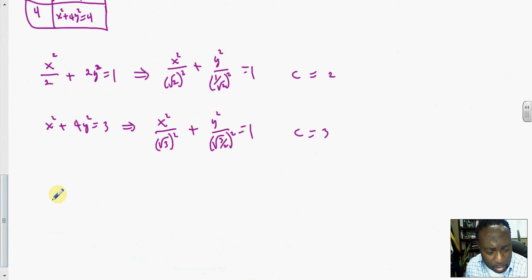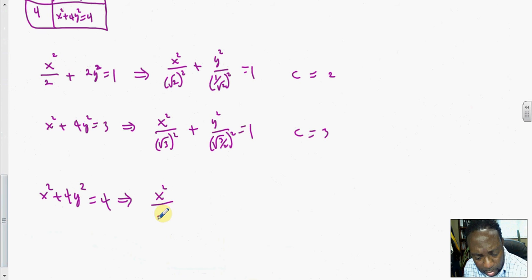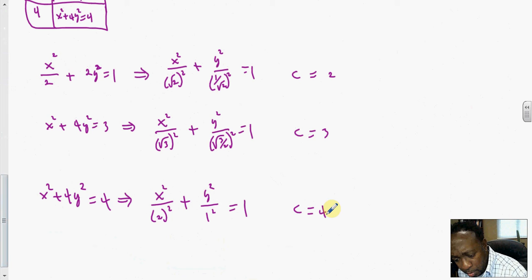Then the last one, x squared plus 4y squared is equal to 4. Divide through by 4, we get x squared over 2 squared plus y squared over 1 squared is equal to 1. And this is for c equal to 4.